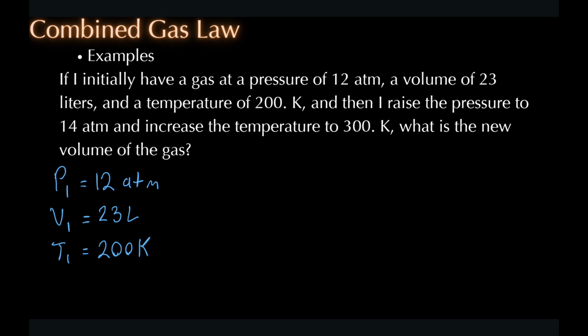Now the problem also gives us the final pressure, so our P2 will be our 14 atmospheres. The final volume is what I'm looking for, so that is going to be the unknown that I'm solving for. And then our final temperature, our T2, is at 300 Kelvin. So right here I have listed out all of the variables that I need. I know that I'm solving for my V2. I should notice that my number of moles is missing, so I get to ignore it.